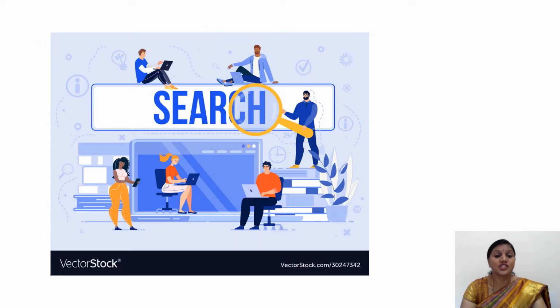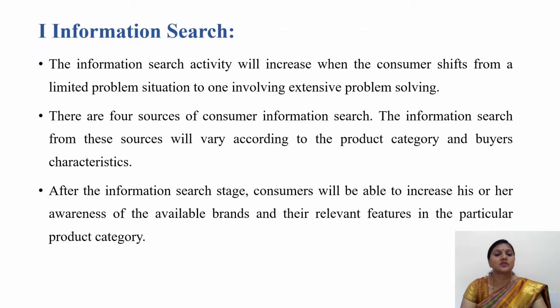So he will search for the information. He will see the advertisements also. He will search on the internet also. Then he will ask his neighbors, relatives, friends, etc. He will ask the marketer. He will search from various sources and he will try to make the purchase decision. So information search activity will increase when the consumer shifts from a limited problem situation to one involving extensive problem solving. There are 4 sources of consumer information search.